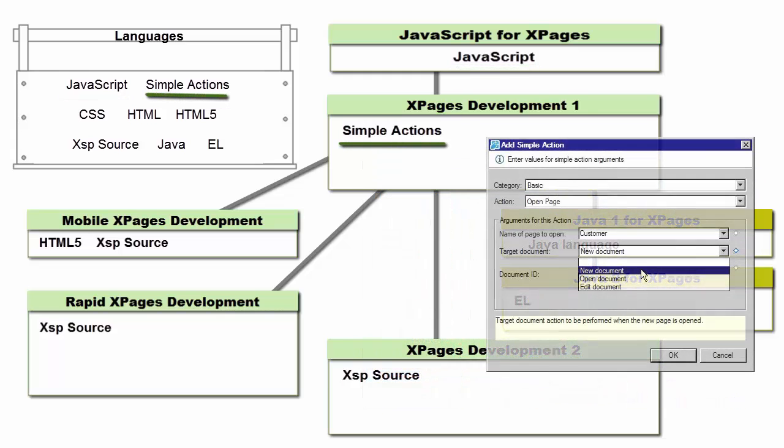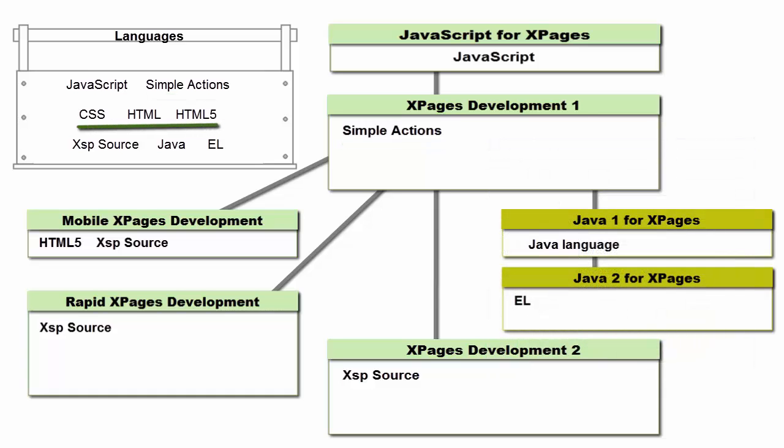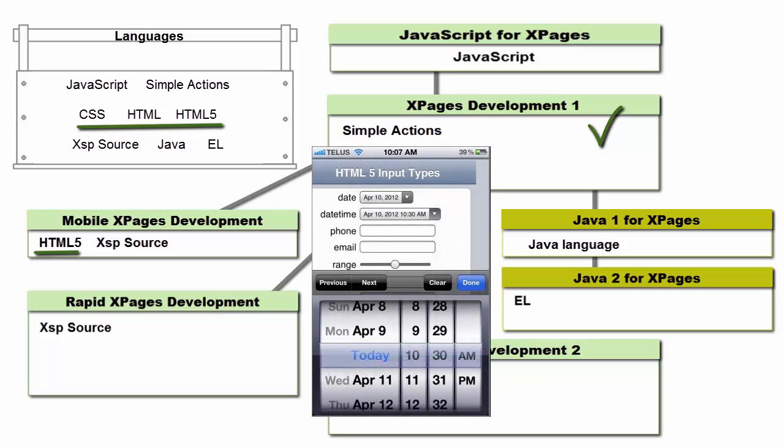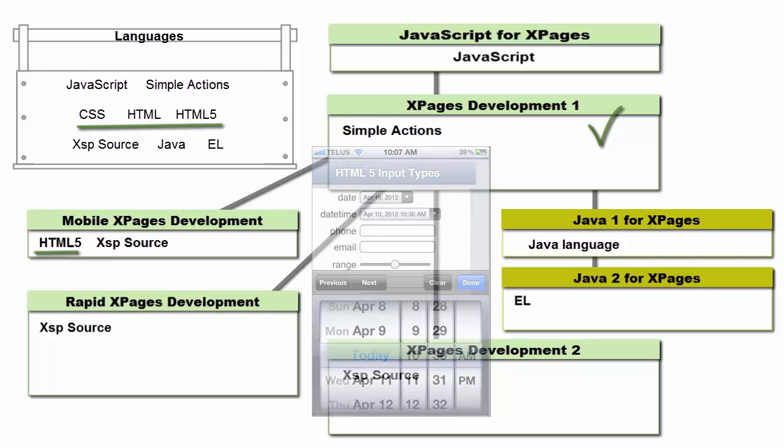Simple actions are covered in our XPages Development 1 course. We don't have extensive coverage of the web languages in any of our XPages courses, but we do show how these languages are applied in XPages development. So we show how to add pass-through HTML in our XPages 1 course, and we also show how to add style sheets in that course. And in our mobile XPages course, we cover the HTML5 input types and HTML5 local storage for mobile devices.